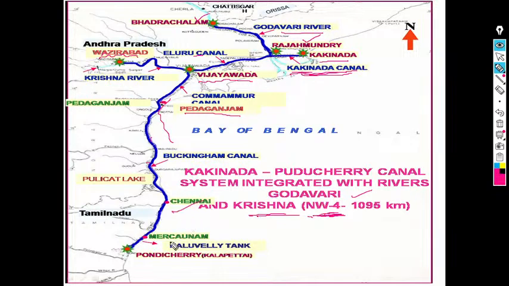This is Chennai and this is Markanum, Fuleli Tank, this is Pondicherry. So we can say it is starting from Kakinada to Pondicherry, Puducherry. This is known as NH 4, which is approximately 1100 kilometers. Okay, this is 1100 kilometers.